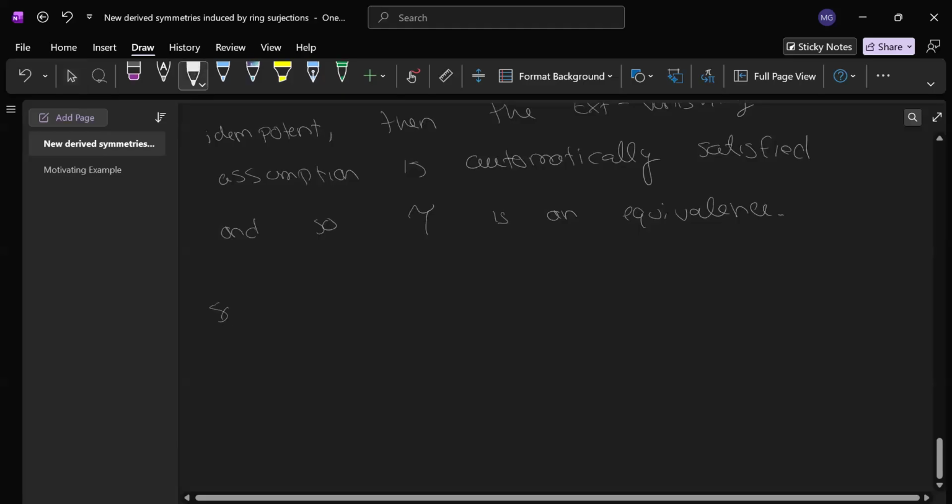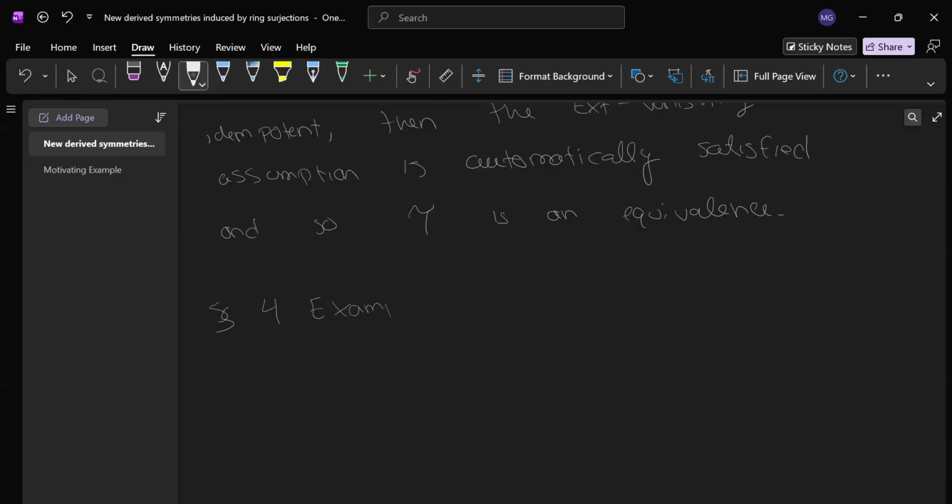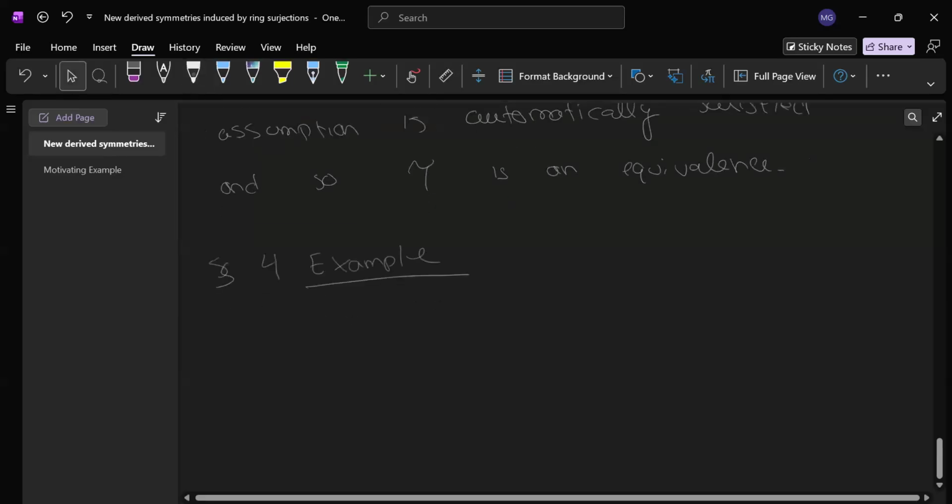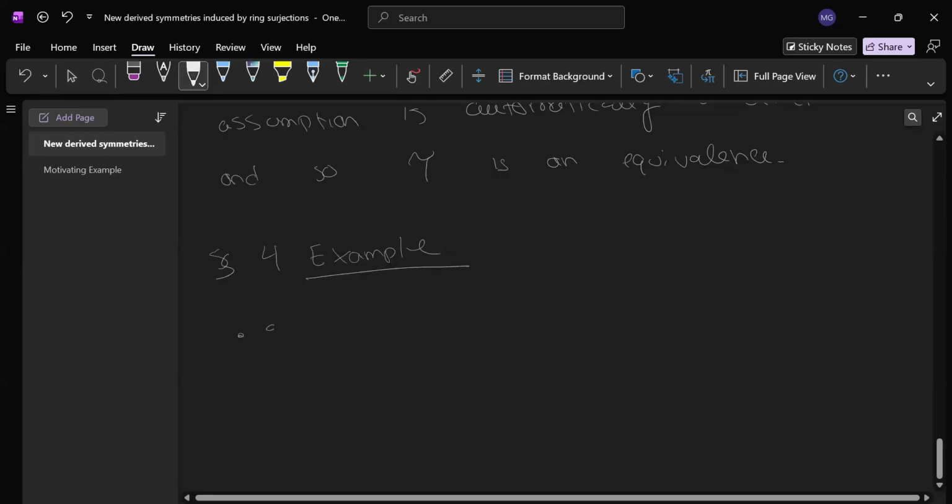Okay, so now we can talk about the example. So in this example, let's say epsilon 3 is a primitive third root of unity.